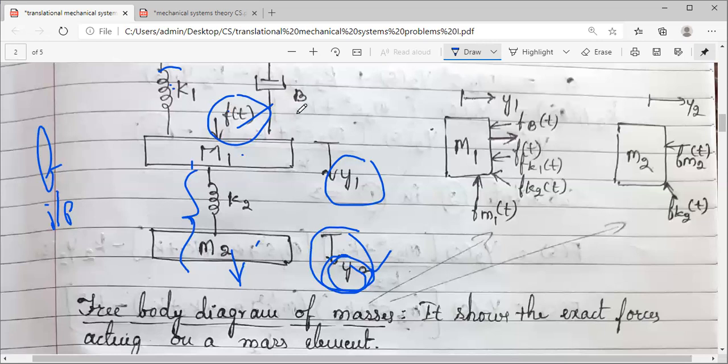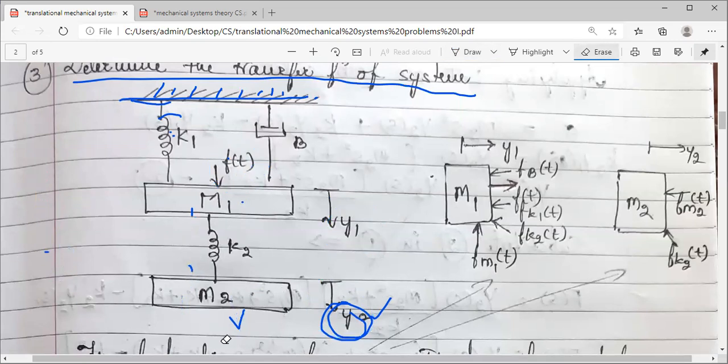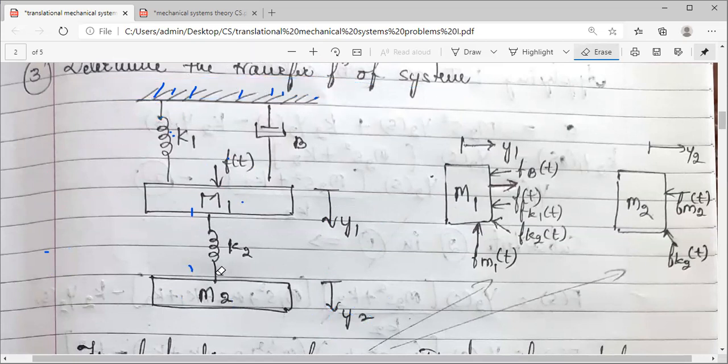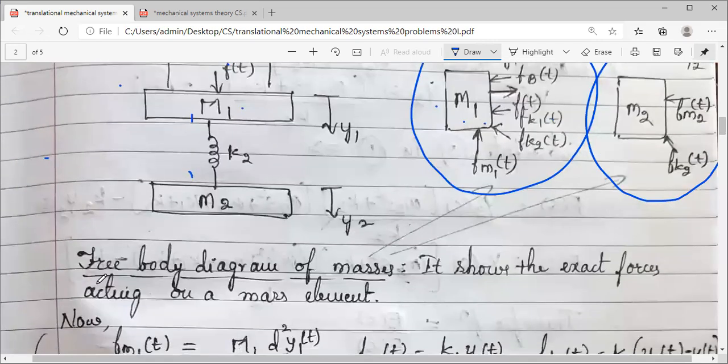Now you can observe here, to solve this particular problem, there is a figure which I have drawn on the right side of this system. See, this is for mass m1 and this is for mass m2. This figure and the main system which is given, both are related. For as many mass elements as there are in your system, that many figures will appear. We call these figures the free body diagrams of masses.